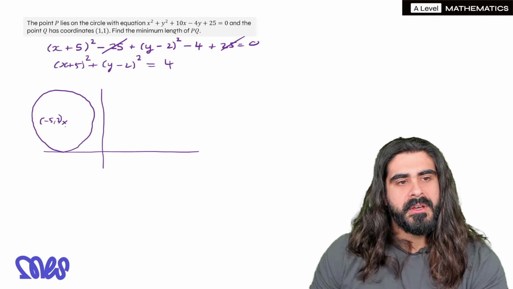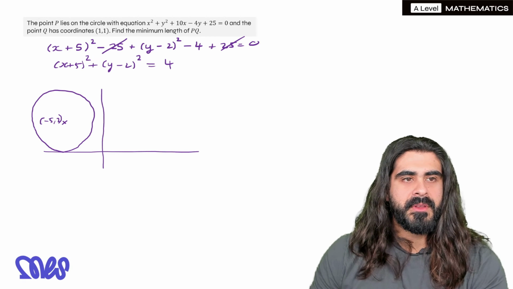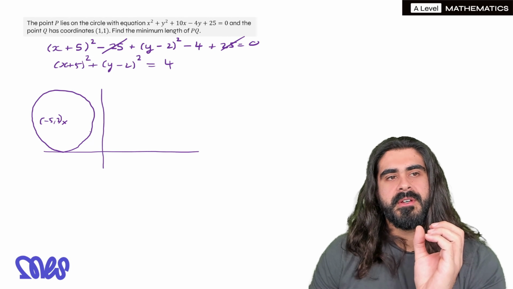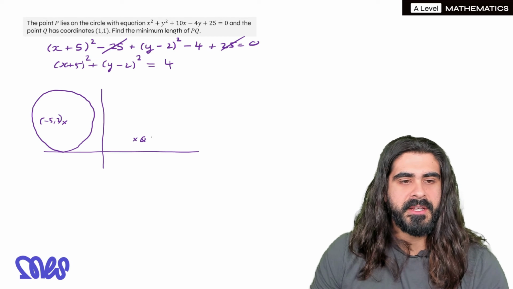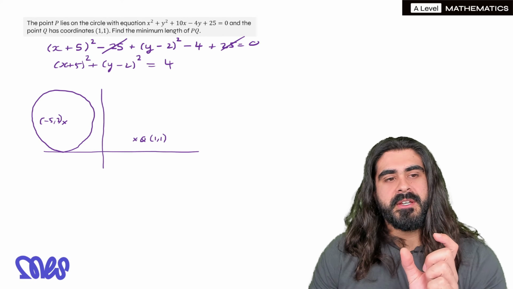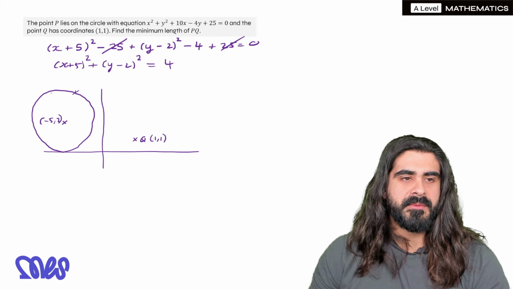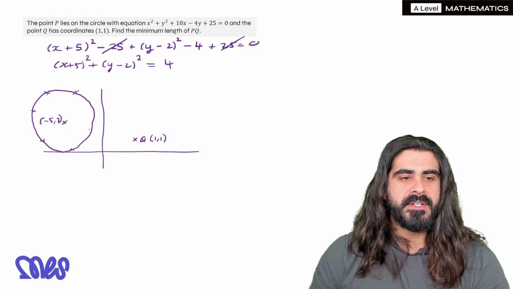Now it says P is anywhere on the circle. It's essentially saying, where does P have to be so that its distance from Q, and Q is at 1, 1, somewhere here, so that the length between P and Q is at its shortest. So you have to wonder, could it be here, here, here? Eventually you come to realize that it has to be somewhere around here.